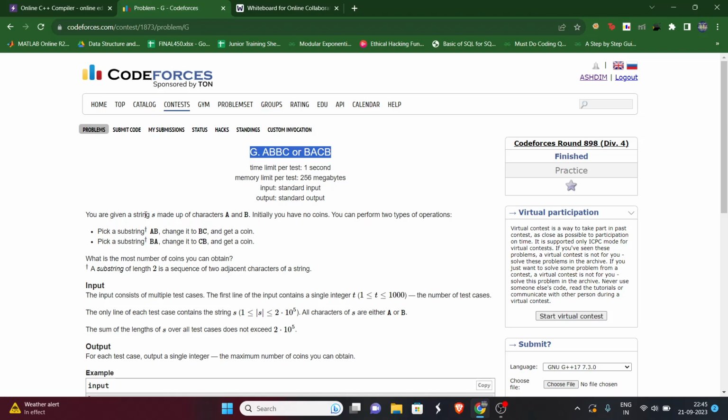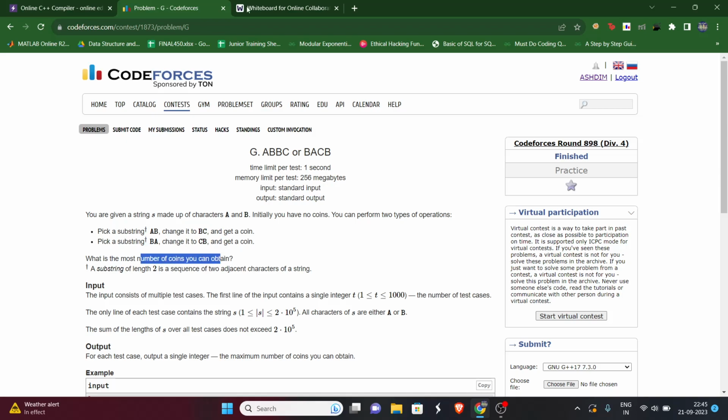Okay, what the question is saying is that we are given a string S that will consist only of characters A and B. We can perform two types of operation, and for each operation we get one coin. We can pick a substring AB and change it to BC and get one coin, or similarly we can pick the substring BA and change it to CB and get a coin. Our objective is to find the most number of coins we can get.